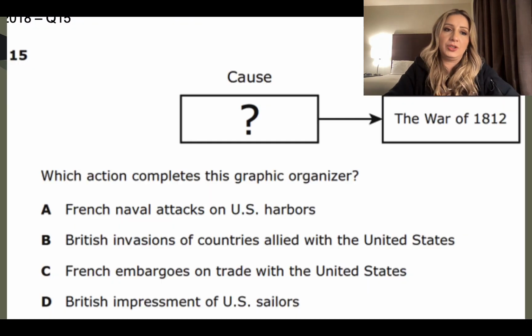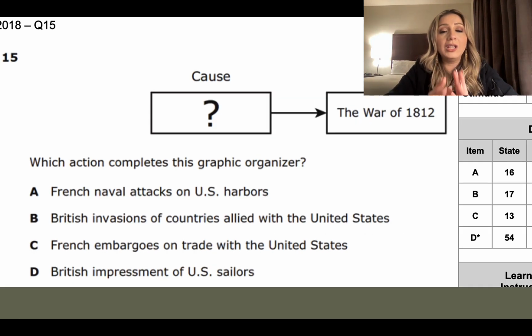Here's a STAAR question. If we look at it, it has a little graphic organizer and it says cause, question mark, effect, the War of 1812. Which action completes this graphic organizer? Is it A, French and naval attacks on U.S. harbors? B, British invasions of countries allied with the United States? C, French embargoes on trade with the United States? D, British impressments of U.S. sailors? Go ahead and answer this question.